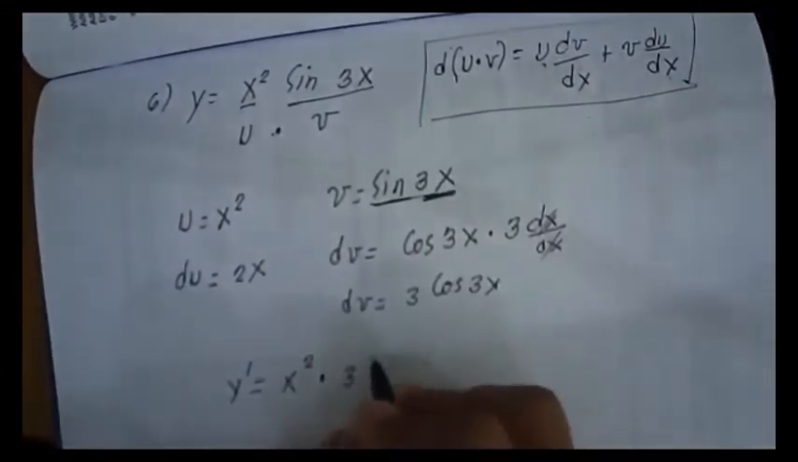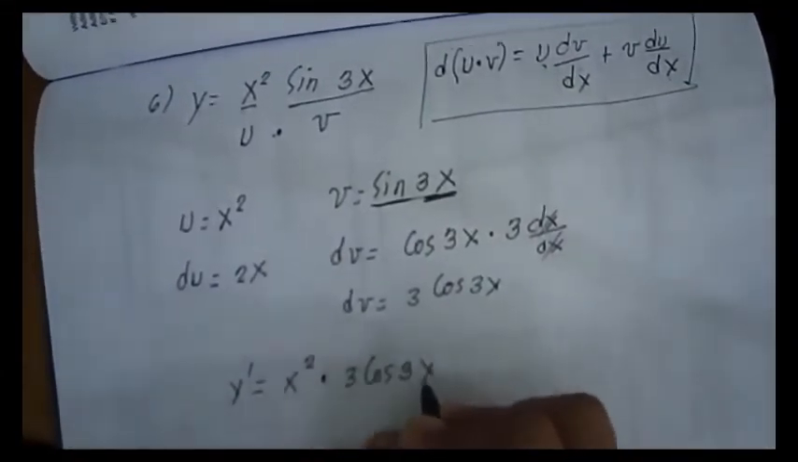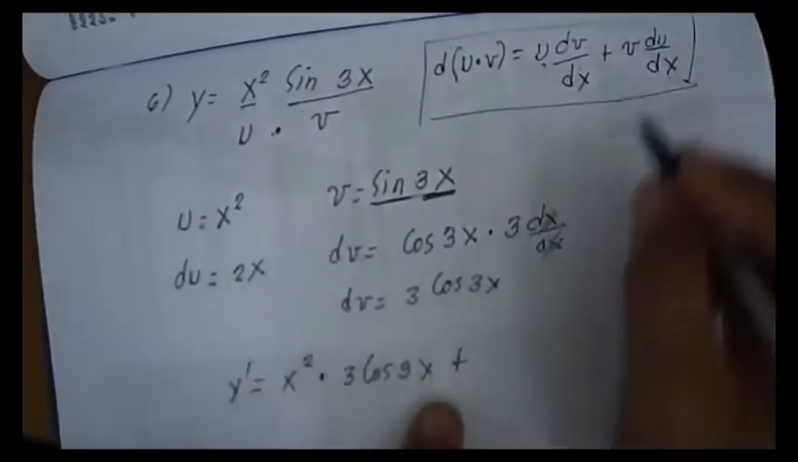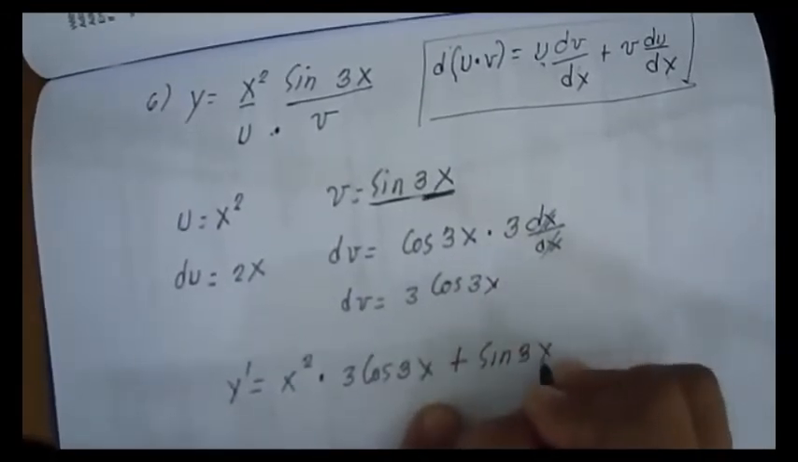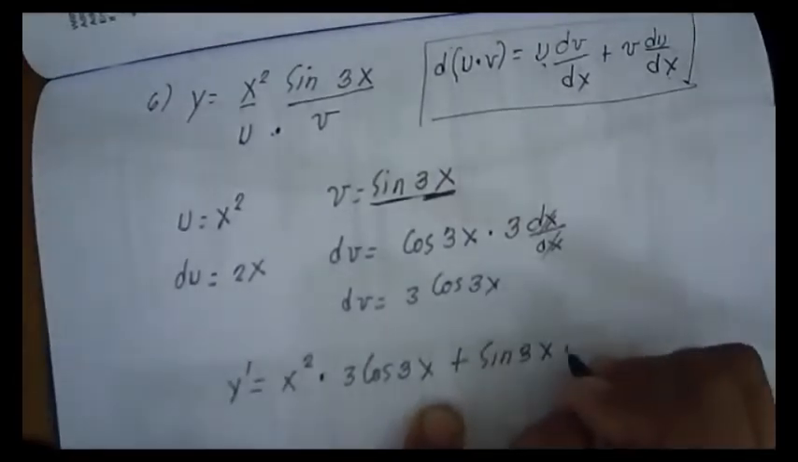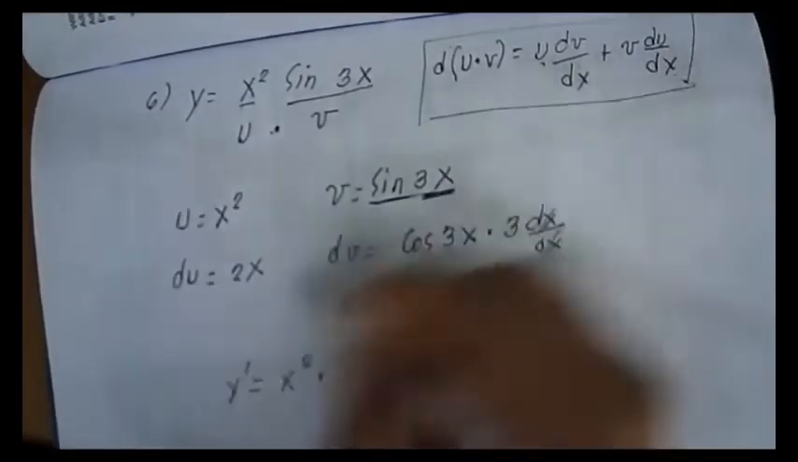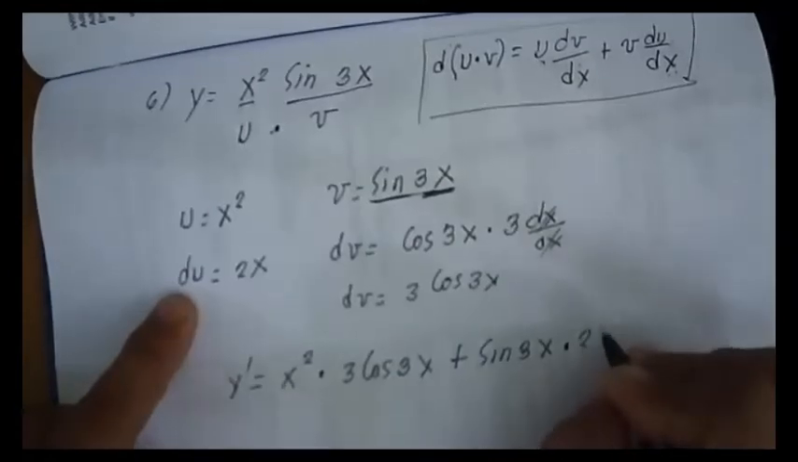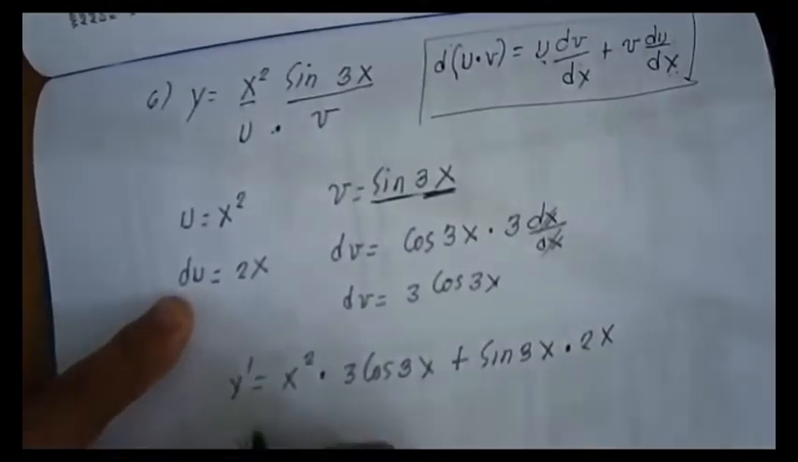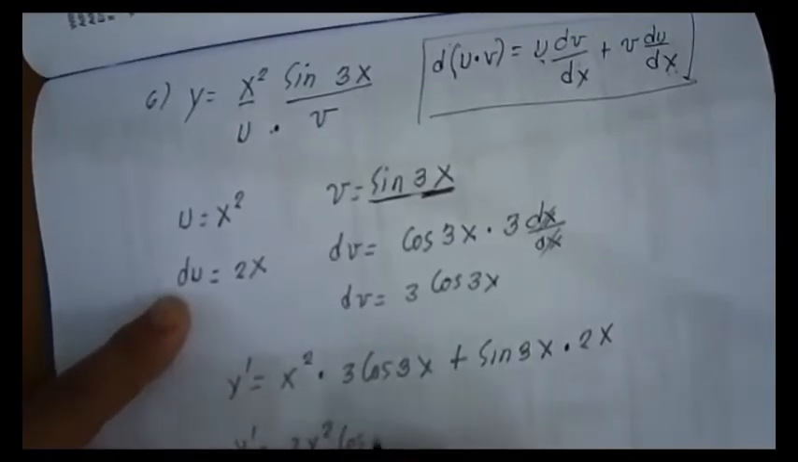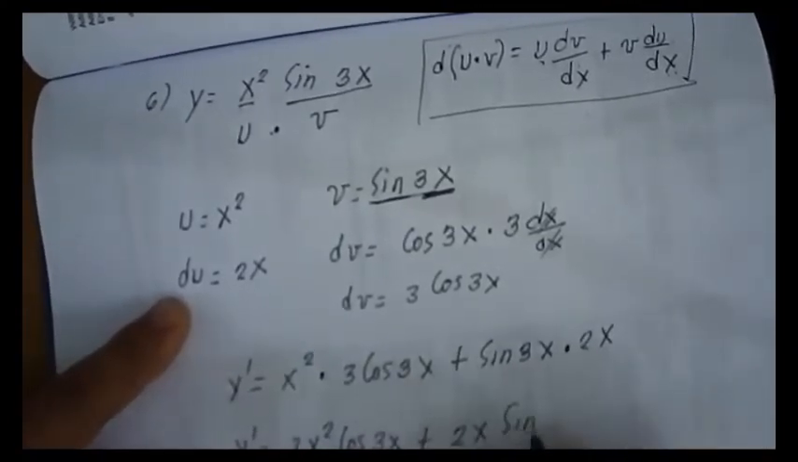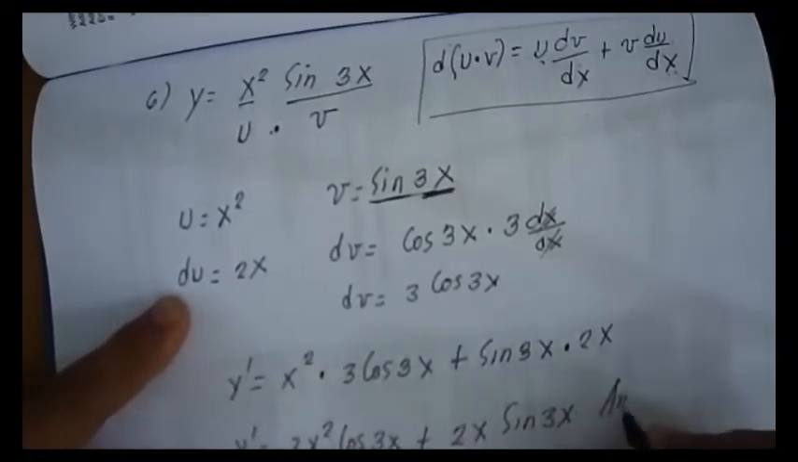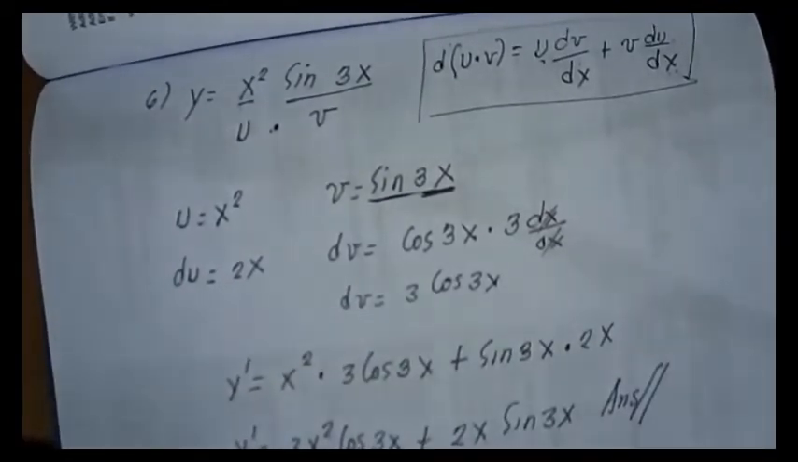dv over dx, so we have 3 cosine 3x. Plus, ano yung b natin? We have sine 3x. Multiply by du, which is 2x. So y prime, simplified further, we're going to have 3x squared cosine 3x plus, simplifying, 2x sine 3x. This will be our answer po.